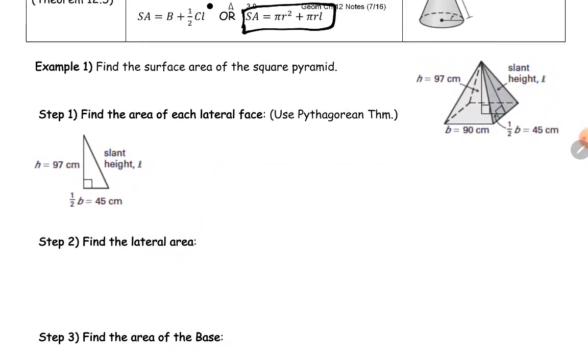Alright, let's look at an example here. Find the surface area of a square pyramid. Okay, so the hardest part is finding the area of each lateral face. But luckily, they're all the same. So we need to do a few things here. They don't give us the slant height, and we need that. What happened is they gave us the height of the pyramid, and they gave us that little distance there.